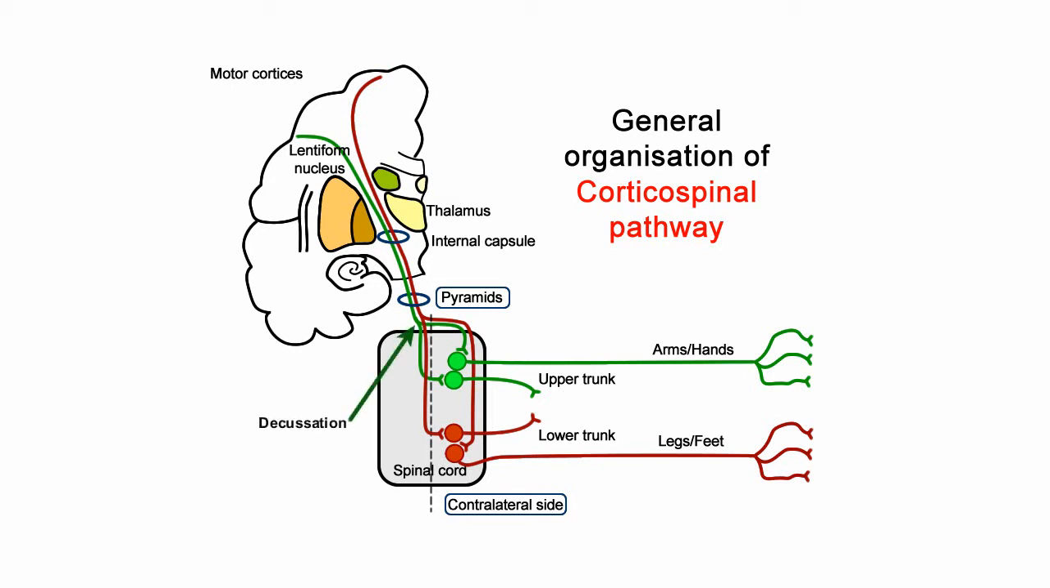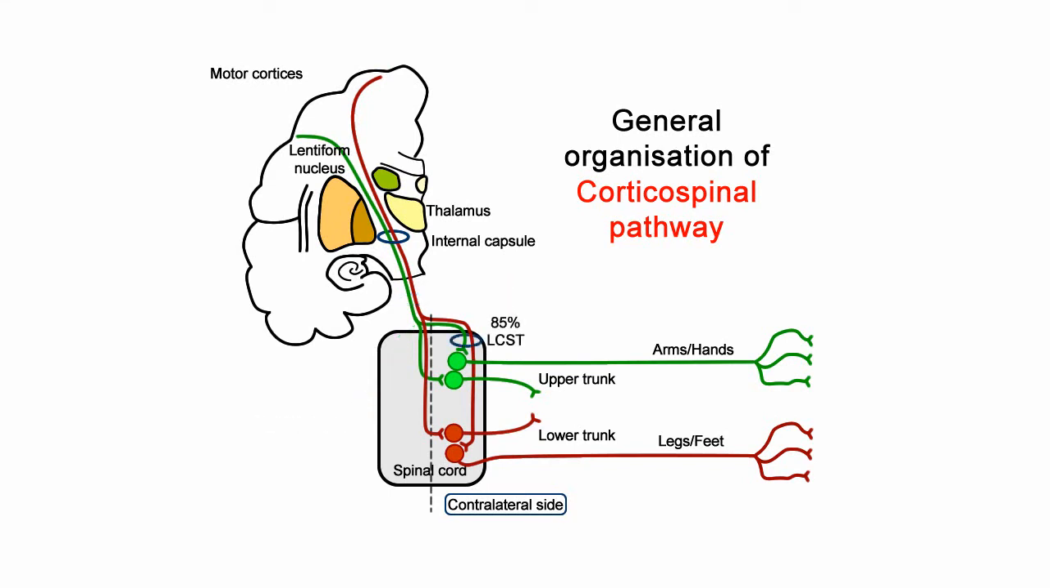Decussation happens at the caudal end of the pyramids, at the junction of the medulla and the spinal cord. It is at this point that the corticospinal tract splits into two branches which innervate two different sets of muscles that perform two different functions.